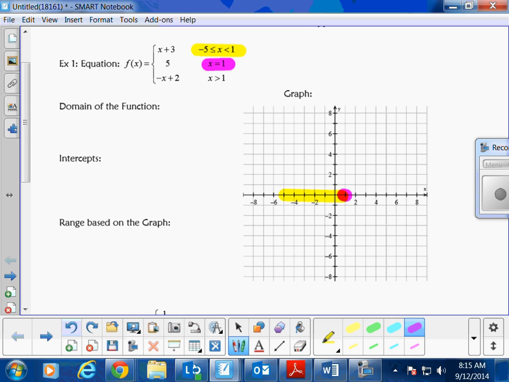Now, lastly, I want to go ahead and talk about the last one. This one says everything x greater than 1, so that function is going to exist everywhere this way. And I'll draw an arrow to signify that it goes everywhere that way. Now, with all this in mind, let's go ahead and have you graph these. I'll pause the video. I want you to graph each one of these, and I'll call on somebody randomly to see how they're graphed.